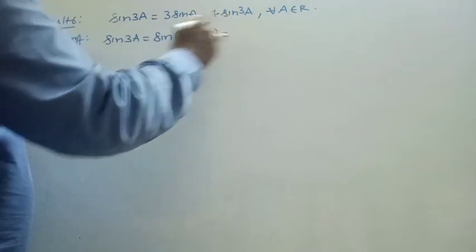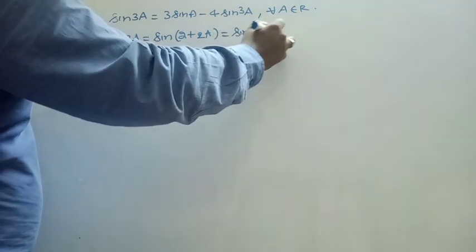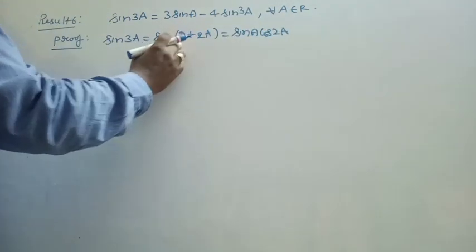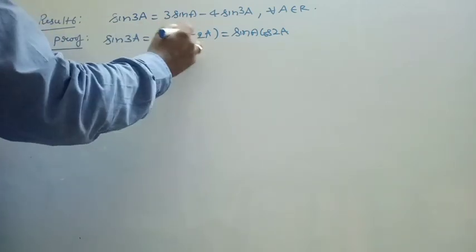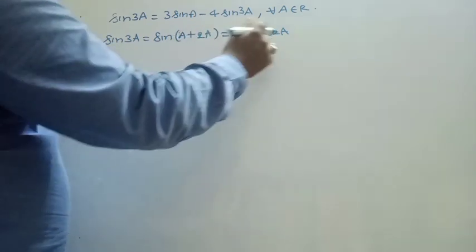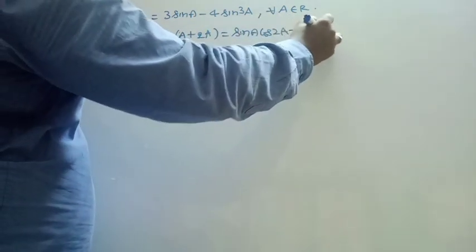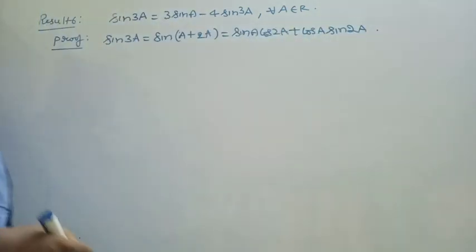This is now the sin (A plus B) formula. In the place of A, you are having A. In the place of B, you are having 2A. Sin A cos B plus cos A sin B, like this. Sin B means sin 2A, like this, right?